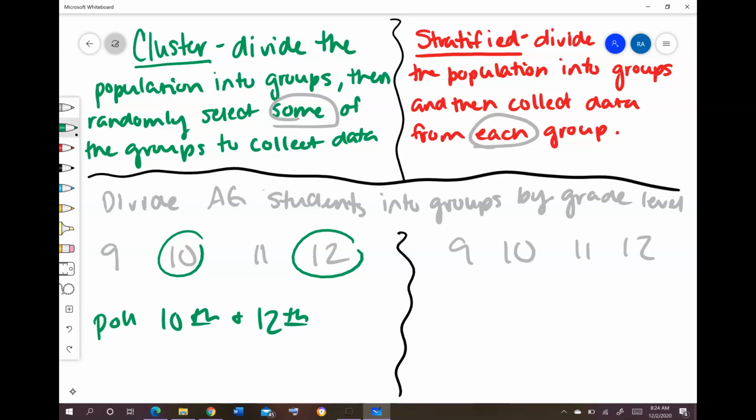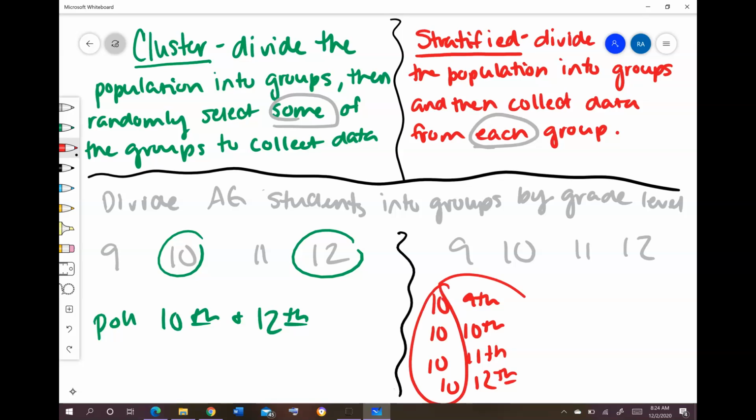Now stratified is going to say, okay, you've got 9, 10, 11, 12. I'm going to take 10 9th graders, 10 10th graders, 10 11th graders, and 10 12th graders. And I'm going to ask those 40 my question.